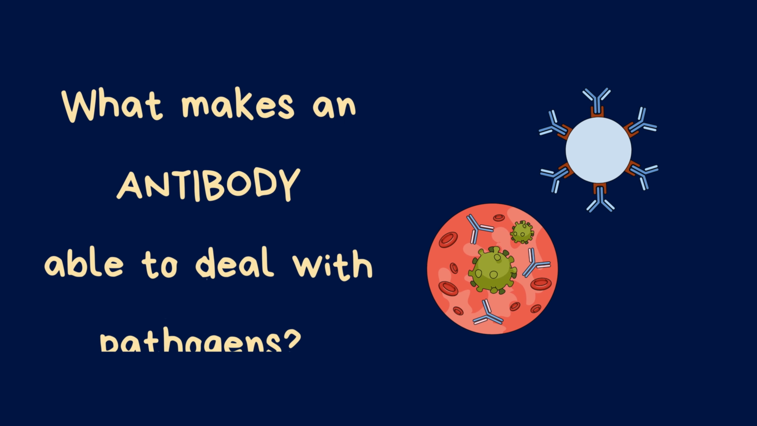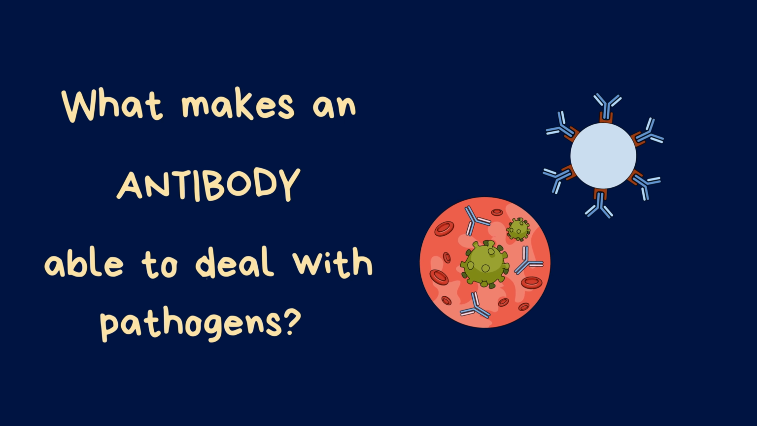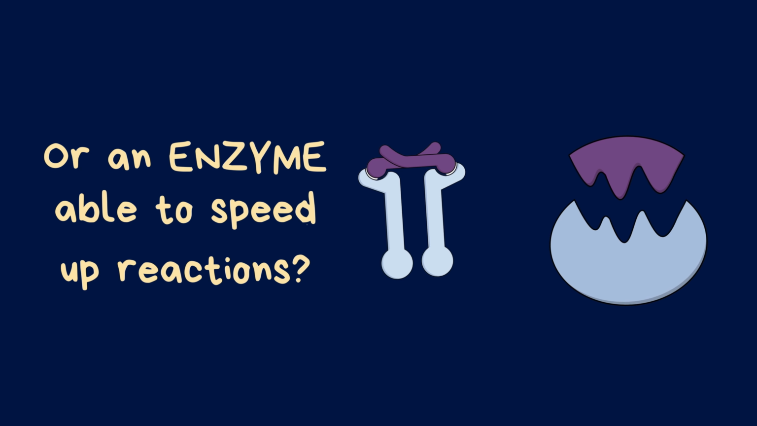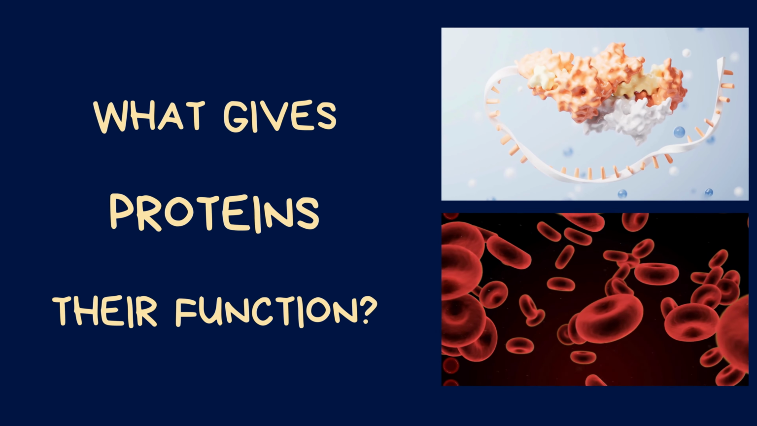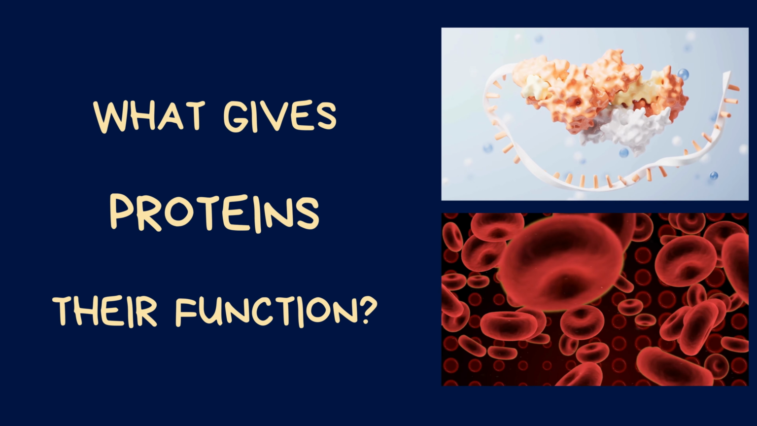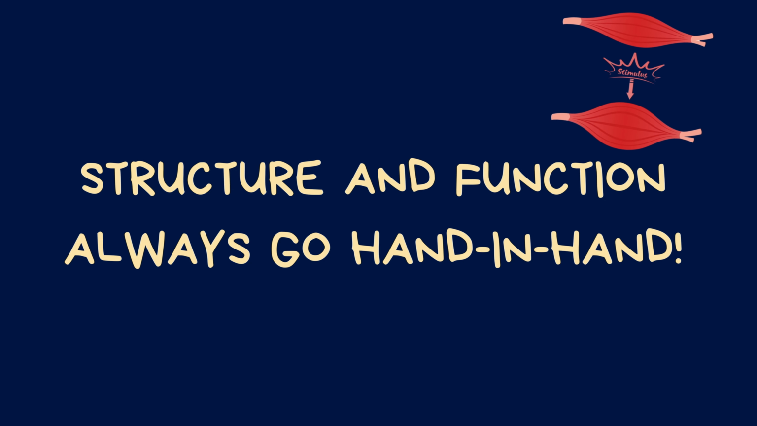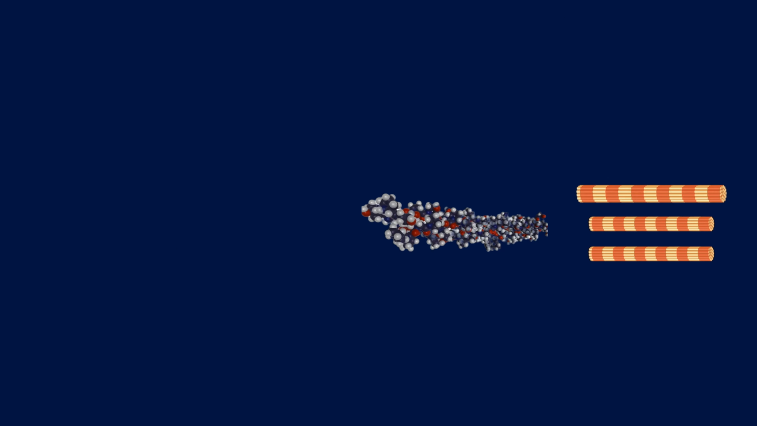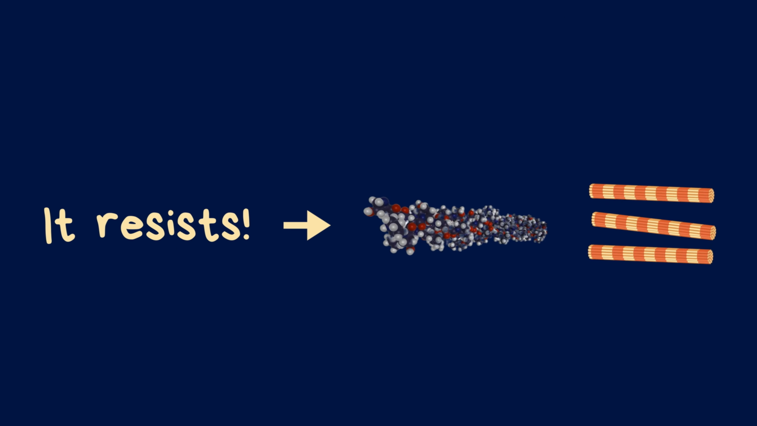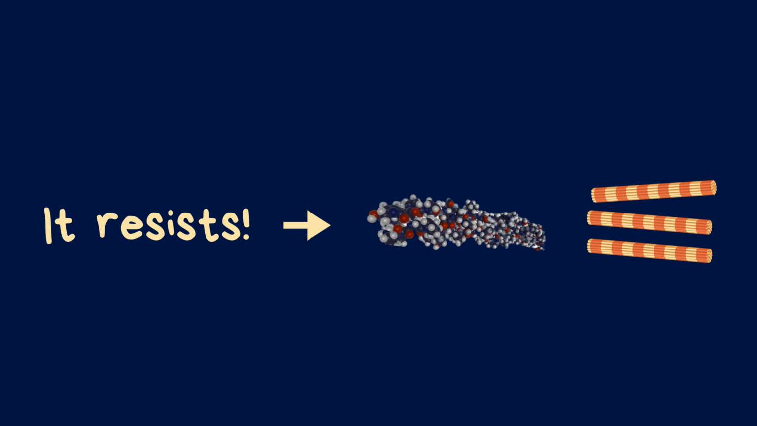What makes an antibody able to deal with bacteria, or an enzyme able to speed up reactions in our body? Basically, what gives proteins their function? Well, the answer is quite simple. Structure and function always go hand in hand. One of the most important things that define a protein and determine what it does is its structure.